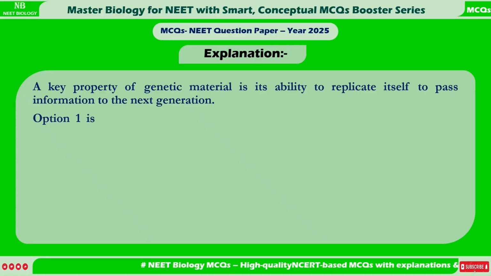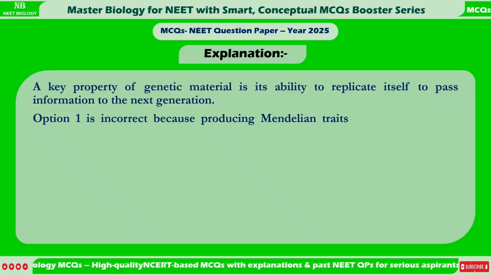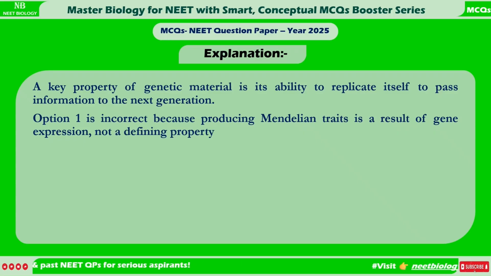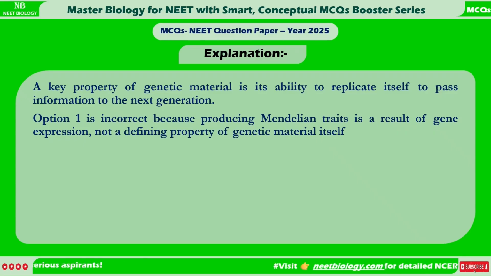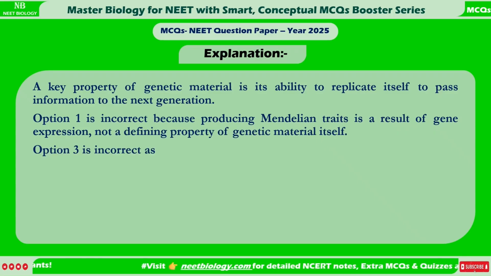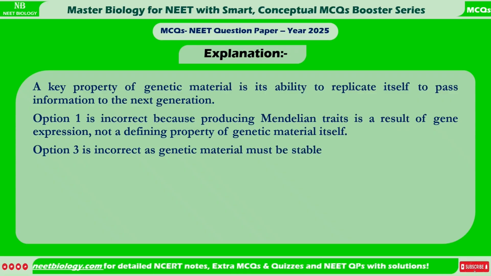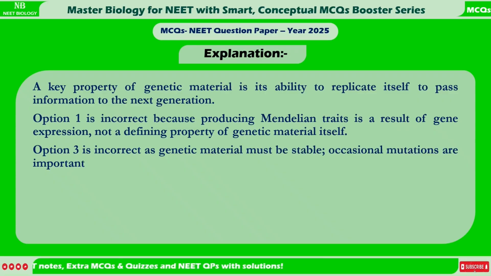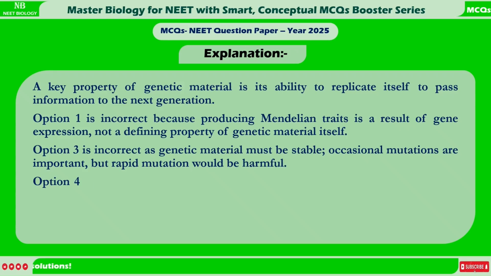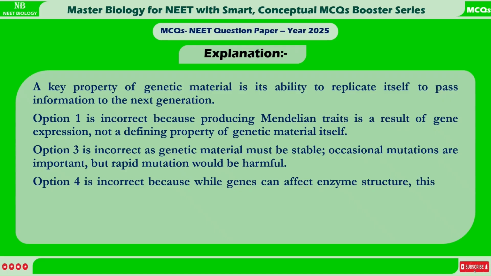Option A is incorrect because producing Mendelian traits is a result of gene expression, not a defining property of genetic material itself. Option C is incorrect as genetic material must be stable. Occasional mutations are important, but rapid mutation would be harmful. Option D is incorrect because while genes can affect enzyme structure, this is a function of gene expression, not a defining criterion of being genetic material.